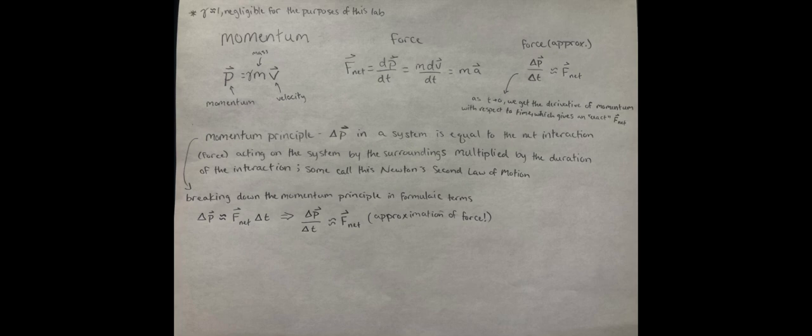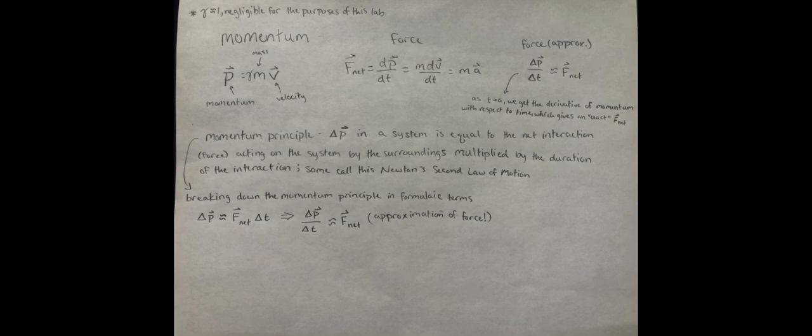The momentum principle states that a change in momentum in a system is equal to the net interaction, or the force, acting on the system by the surroundings multiplied by the duration of the interaction. Again, this is also known as Newton's second law of motion. To put this into formulaic terms, the change in momentum of an object is approximately equal to the net force upon that object multiplied by the time over which that force was applied.